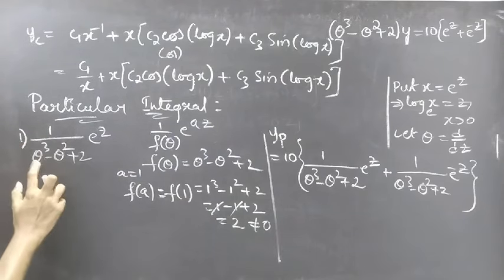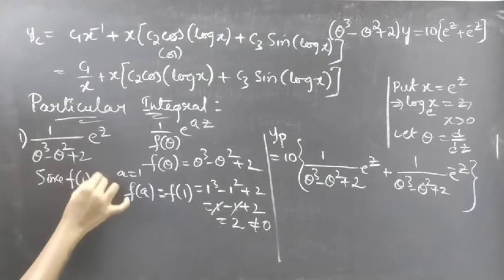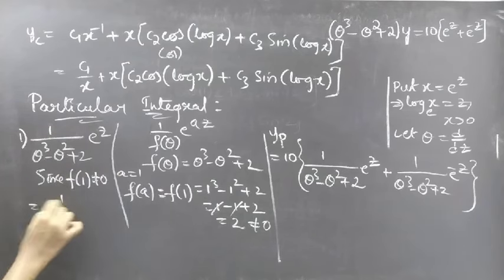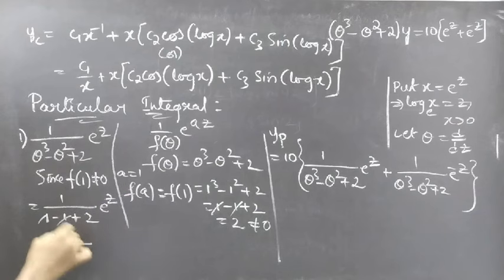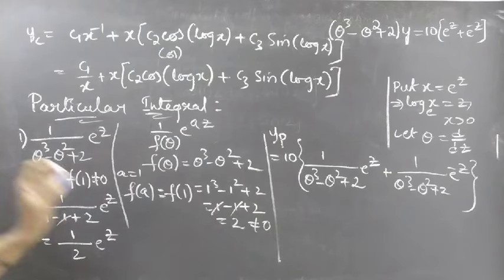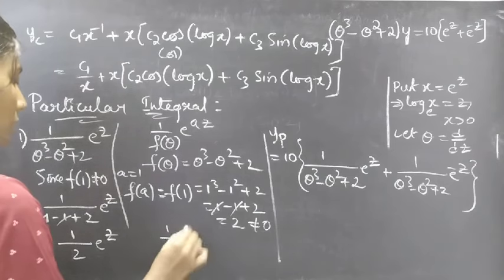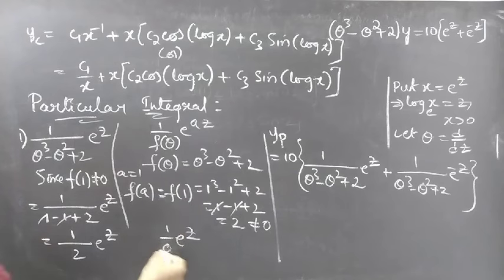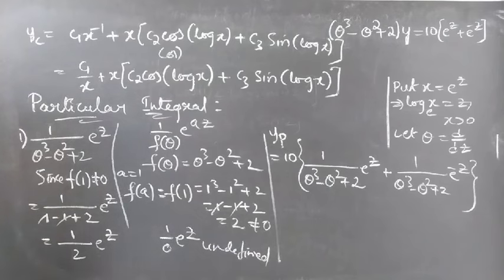Since f of 1 is non-zero, we'll replace theta by 1 in the denominator. We'll get 1 cube minus 1 square plus 2 into e power z, which equals 1 by 2 into e power z. Okay, if we get denominator 0 by replacing theta by 1, we'll get something like 1 by 0 into e power z. Since 1 by 0 is undefined, the total term becomes undefined. So always remember that the denominator must be non-zero, right?